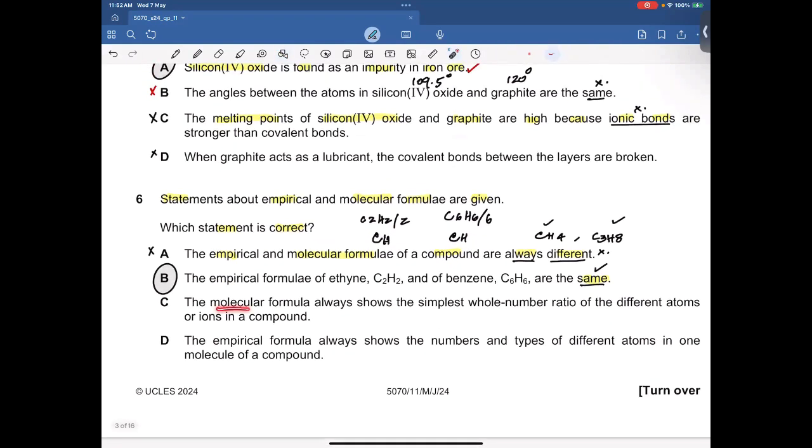The molecular formula always shows the simplest whole number ratio of the different atoms or ions in a compound. Not necessarily. The empirical formula always shows the number and the types of different atoms in one molecule, or simplest empirical formula shows the simplest ratio of different types of atoms. Okay.